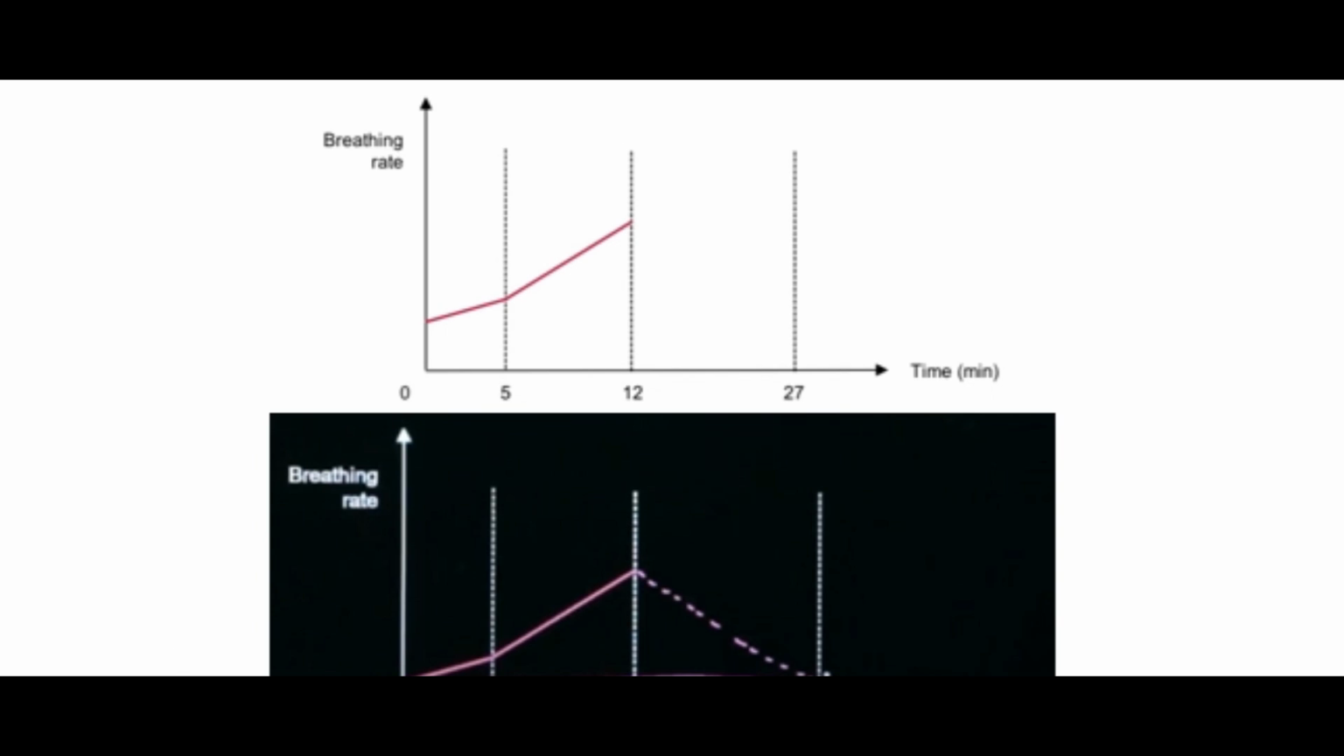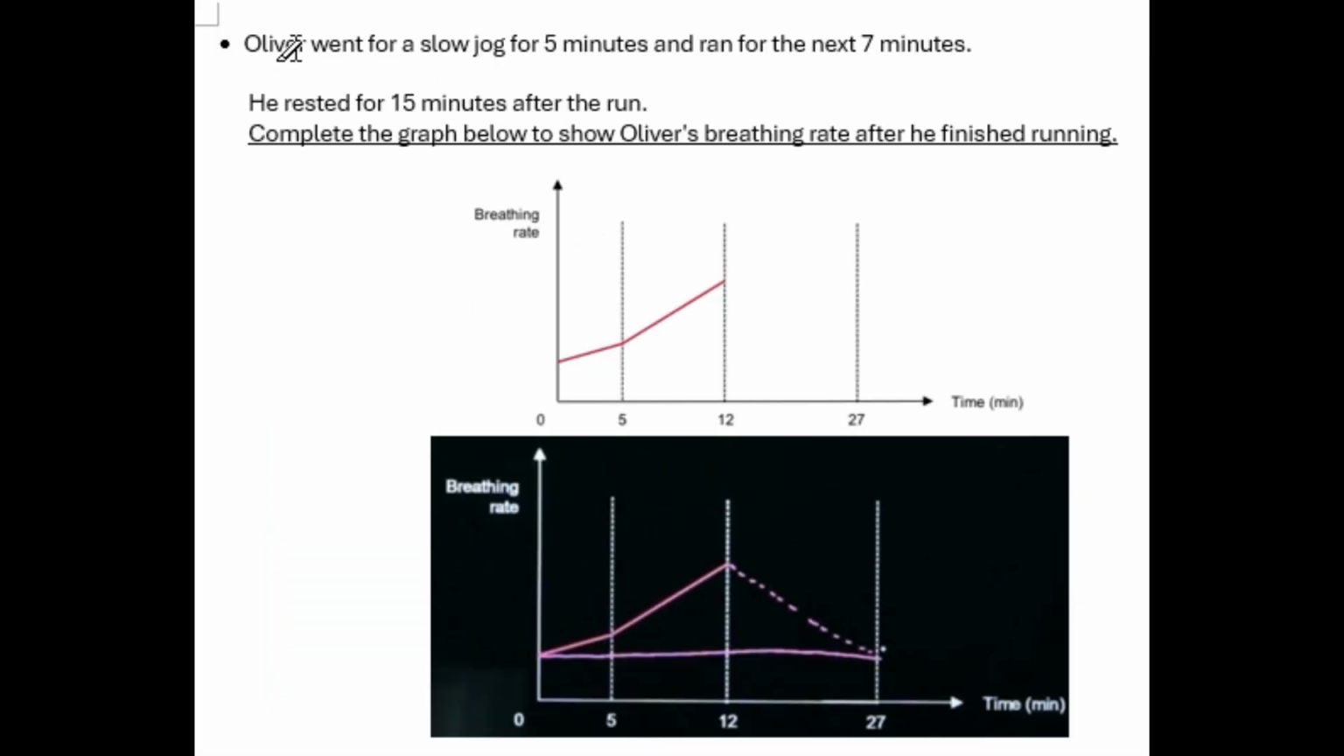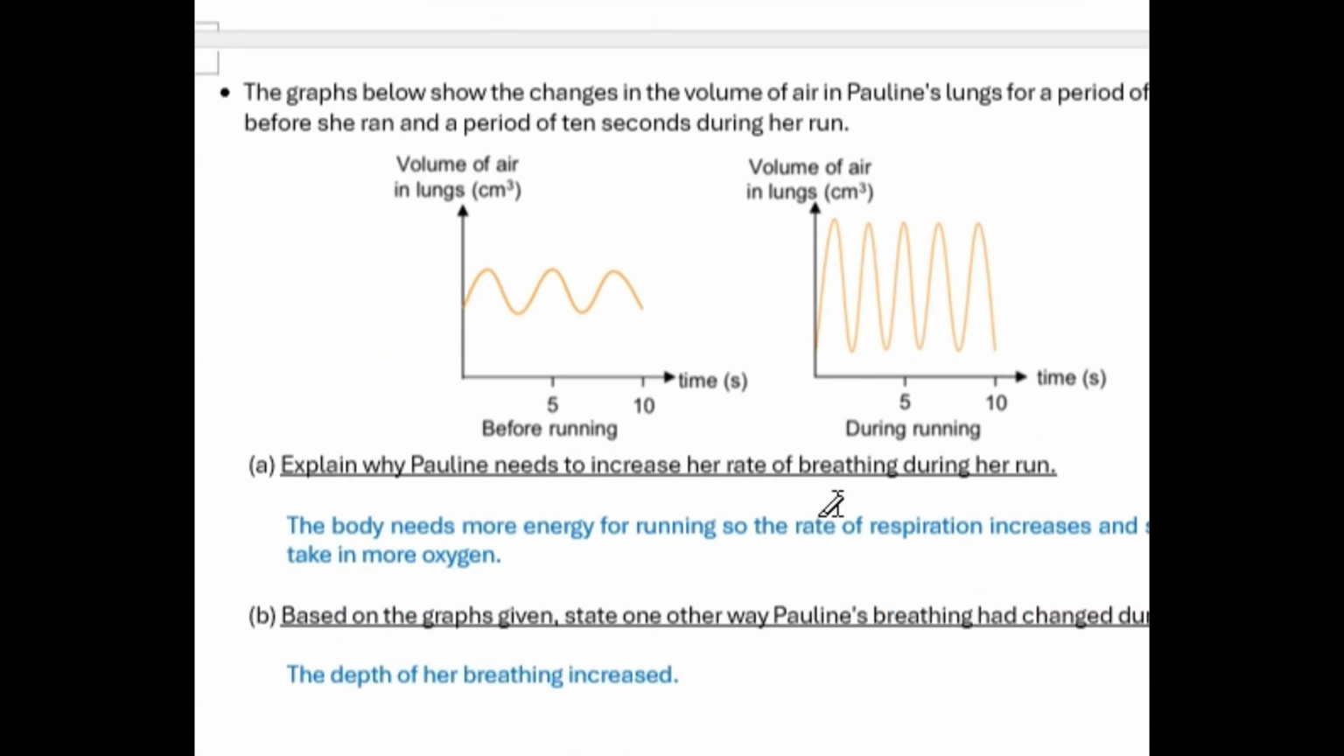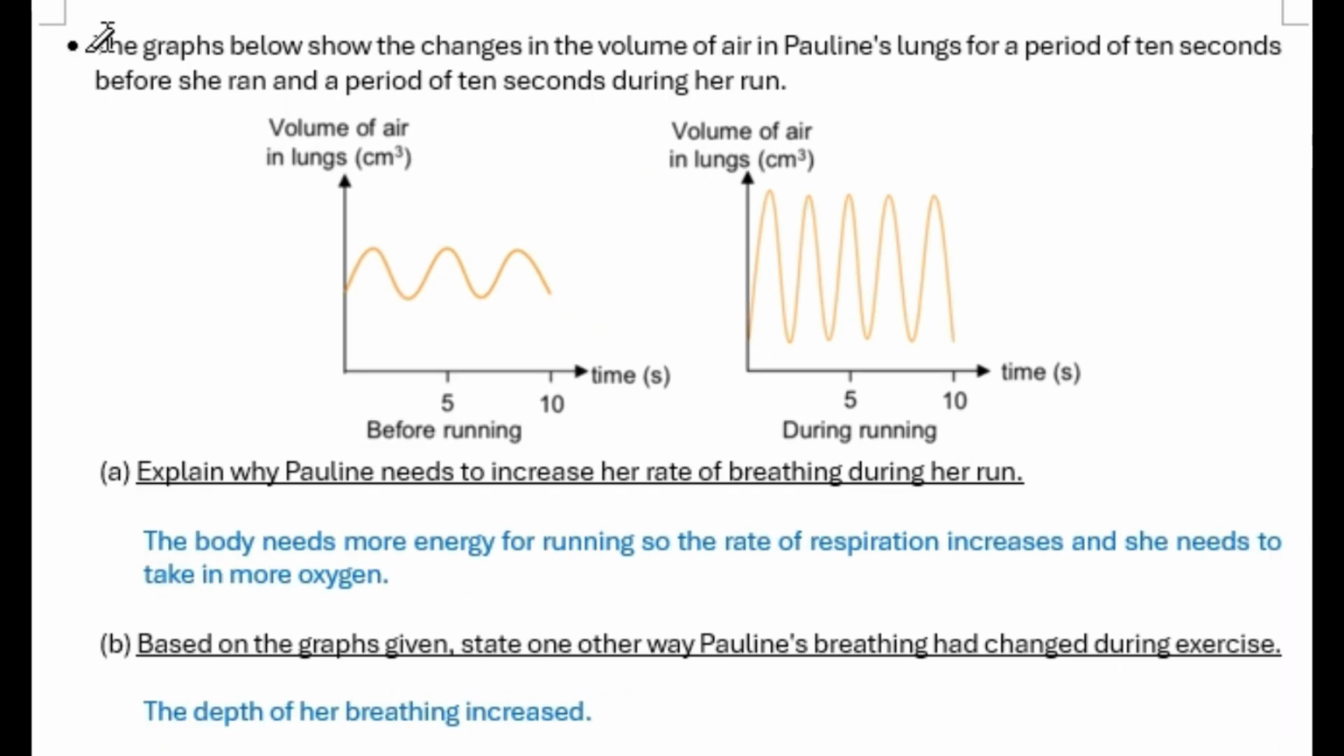Oliver went for a slow jog for 5 minutes and ran for the next 7 minutes. He rested for 15 minutes after the run. Complete the graph below to show Oliver's breathing rate after he finished running. The graphs below show the changes in the volume of air in Pauline's lungs for a period of 10 seconds before she ran and a period of 10 seconds during her run.